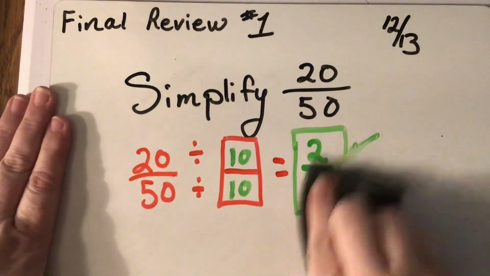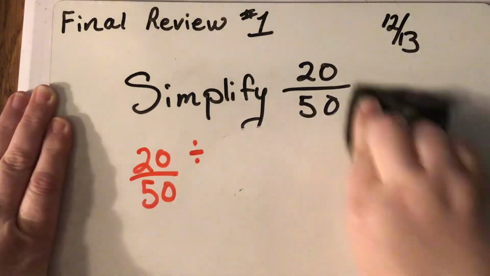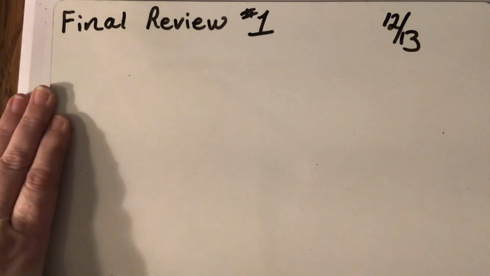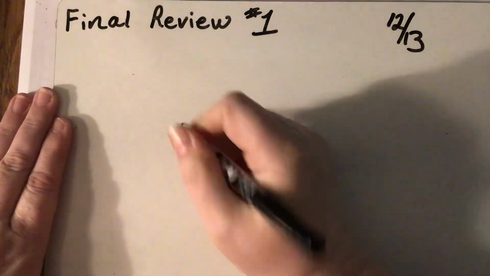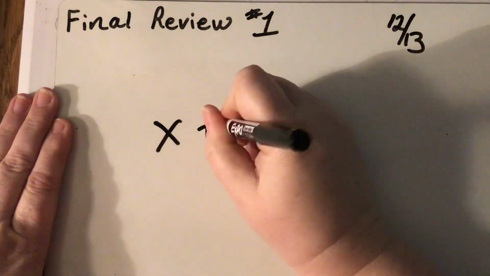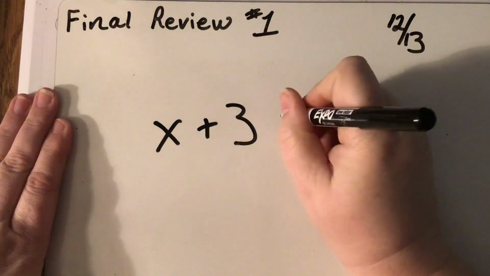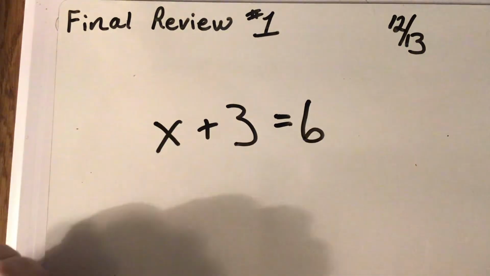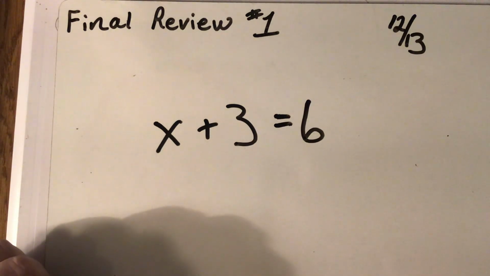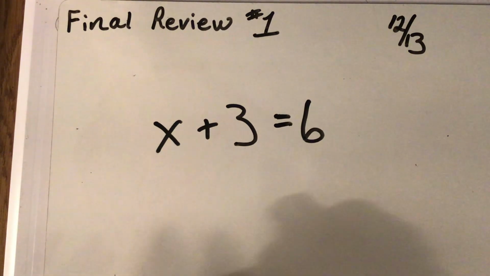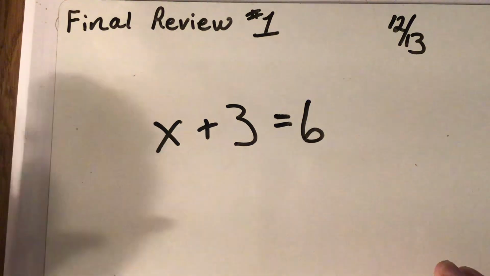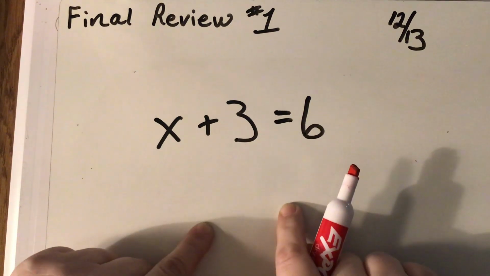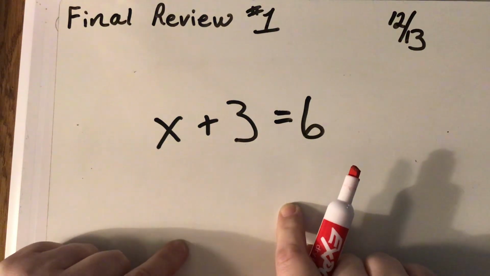Oh, man. Here's something from all the way back in the beginning of the semester. We need to solve this problem. X plus 3 equals 6. Now, I can hear a whole bunch of you saying, I can figure that out in my head. I know, it's because you're super smart. But she wants to see the process for this. So you have to show your work, otherwise you're not going to get credit for it.